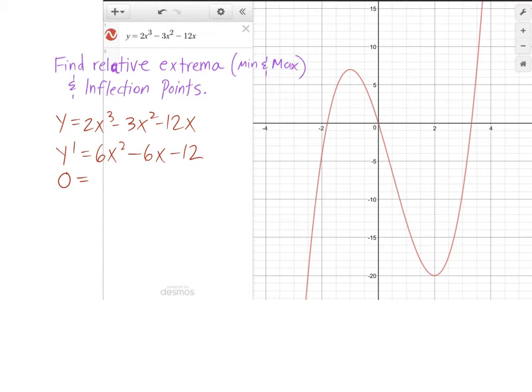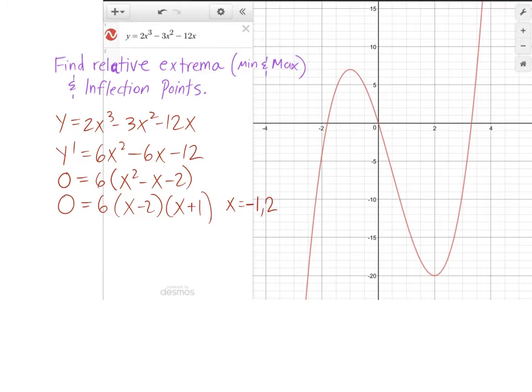So to set something equal to 0, I want to factor it most of the time. So I'm going to factor out a 6 and be left with x squared minus x minus 2. And I'm going to factor that further to (x minus 2)(x plus 1). x plus 1 was my factor. My x values are -1 and 2 because these are the values that make those factors equal to 0. So what I'm finding here is that this peak happens at -1 and this valley happens at 2.